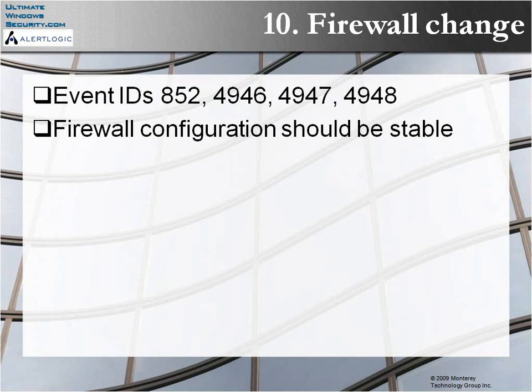What you're looking at there are those event IDs. On 2003, it's just 852. On 2008, Vista and Windows 7, you're looking for those 4946, 4947, 4948 event IDs. Either way, those are the event IDs that specifically tell you something has changed about the firewall. Now, there's lots of other firewall events, but those events get logged whenever the system starts up, so we don't want those. We just want to know when there's actually a change to the firewall configuration, and that's what you'll get from those events.